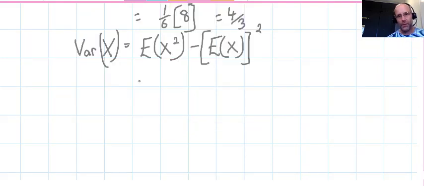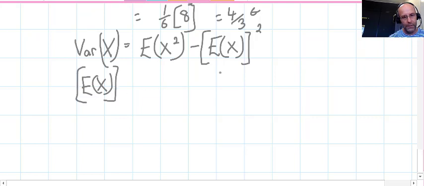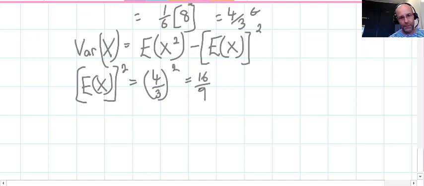Alright, so writing that down, and remember from the previous step, the 4/3 right there, that's E of X. So E of X all squared, that thing that we're trying to find there, is 4/3 squared. 16 on 9, in other words. So that step was easy.